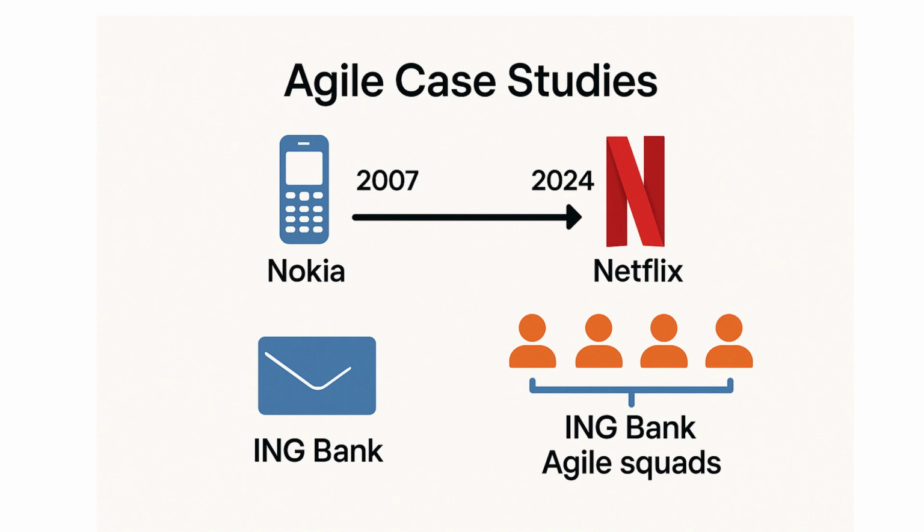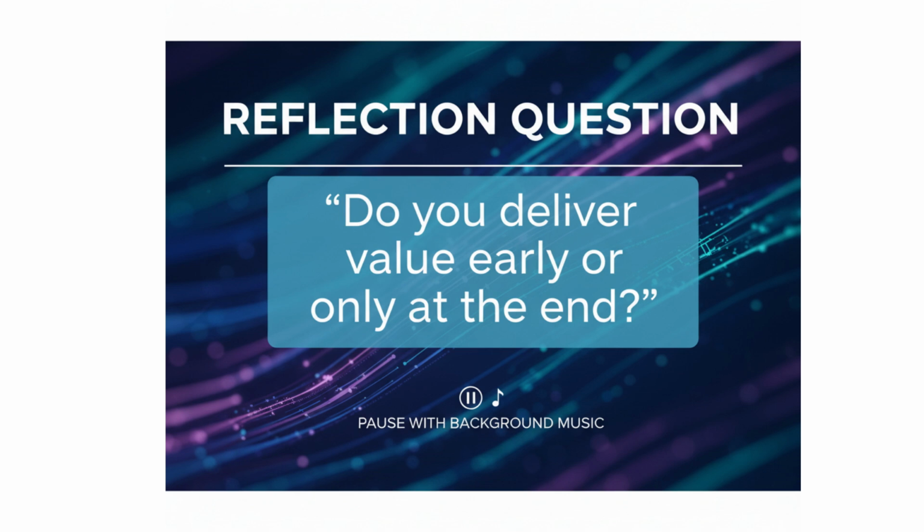Real-world examples. Nokia. Stuck in traditional planning, they couldn't adapt quickly to the smartphone revolution. Netflix constantly adapted their product strategy, from DVDs to streaming to original content. ING Bank moved from rigid hierarchies to agile squads, boosting time to market and innovation. These examples show that adopting Agile is not optional anymore. It's survival.